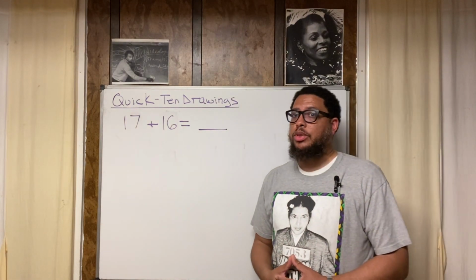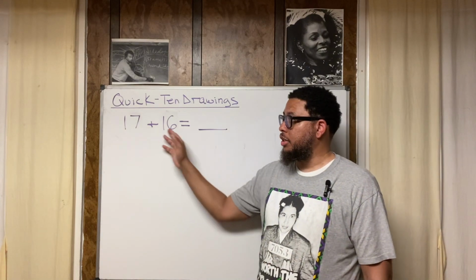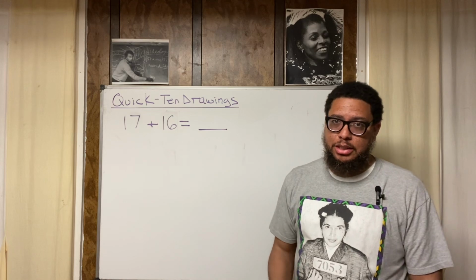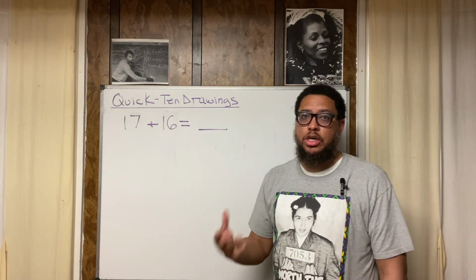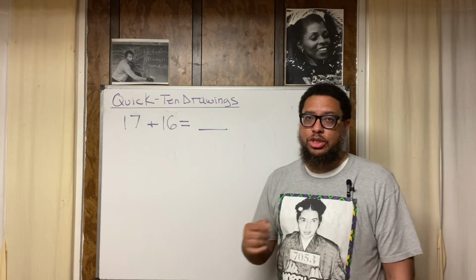Now, what are we doing today? We're using Quick 10 drawings to add two-digit numbers. We're about to add 17 plus 16. Now, there are many methods that we could use to add 17 plus 16, but in this particular video, we're going to use Quick 10 drawings.